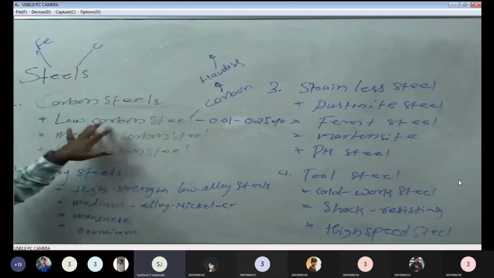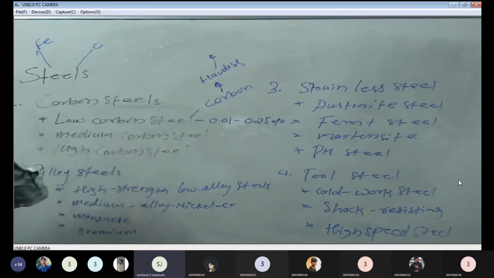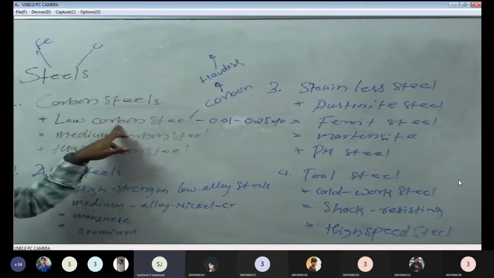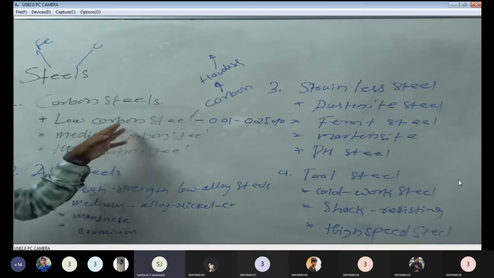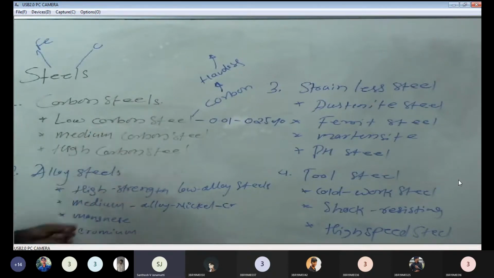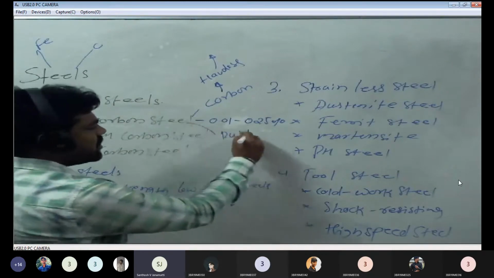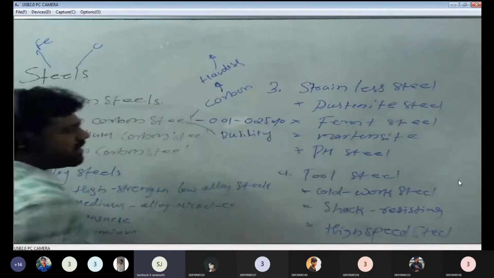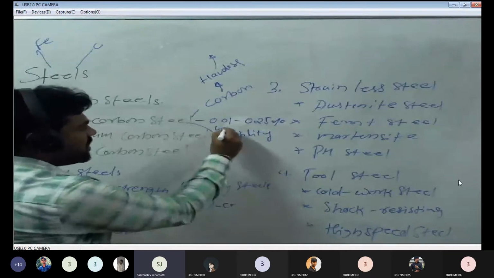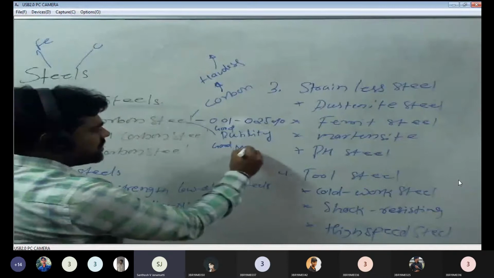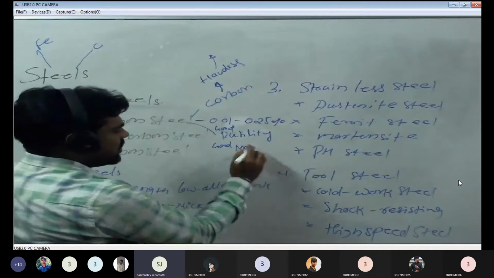Yes, if low carbon content is present in this steel, the property of this steel is that it is a soft steel. The ductility of this steel is good. It has good ductility, and good ductility means good machinability also. This has good machinability.